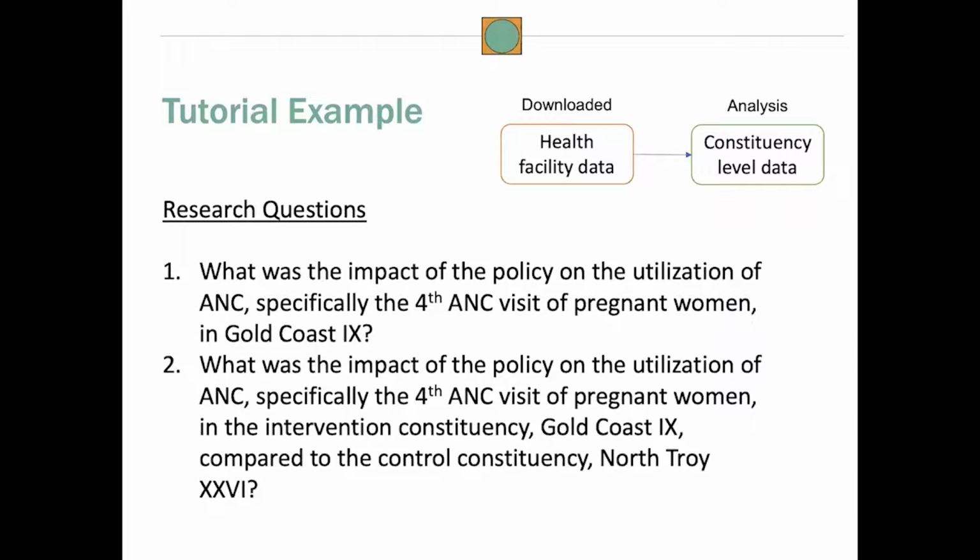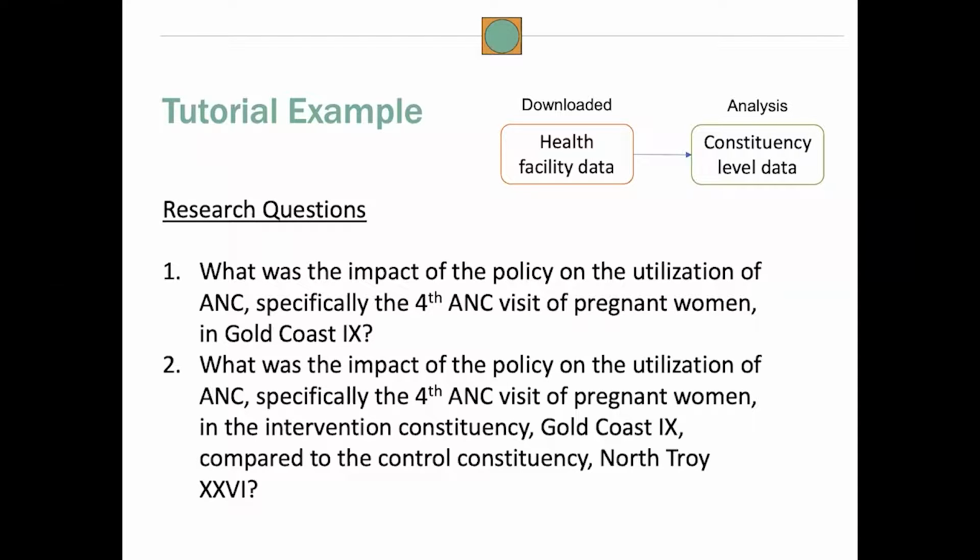Using the data received, we wanted to answer the 2 questions. What was the impact of the policy on the utilization of ANC, specifically the 4th ANC visit of pregnant women in the Gold Coast number 9? And the second question, what was the impact of the policy on the utilization of ANC, specifically the 4th ANC visit of pregnant women in the intervention constituency in Gold Coast number 9 compared to the control constituency, North Troy?